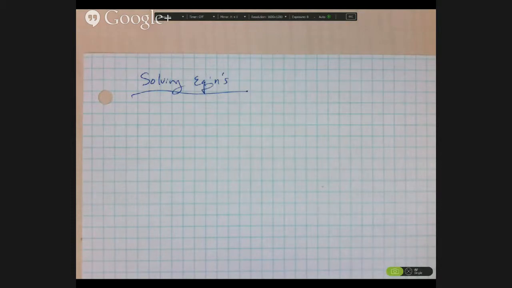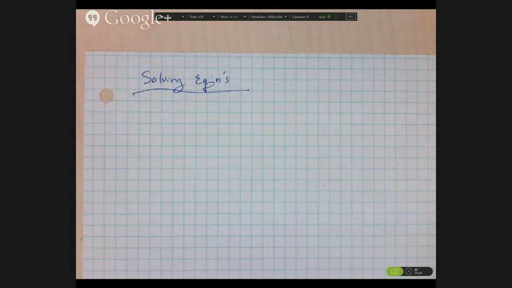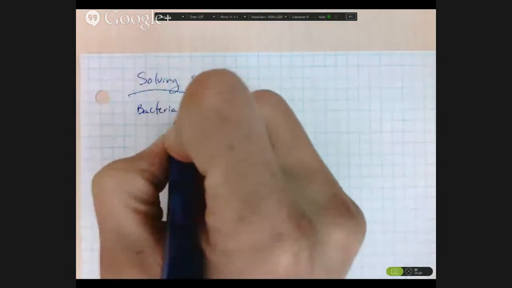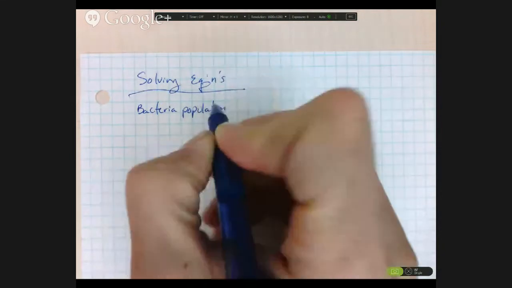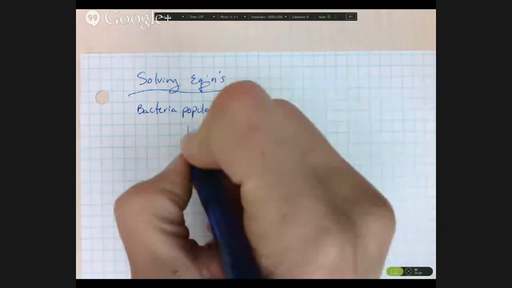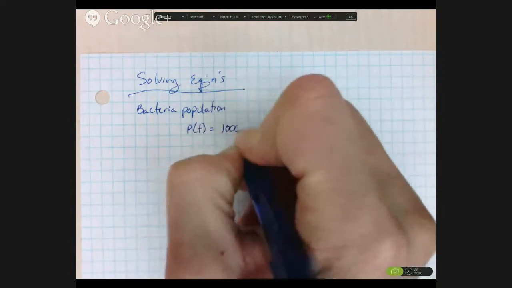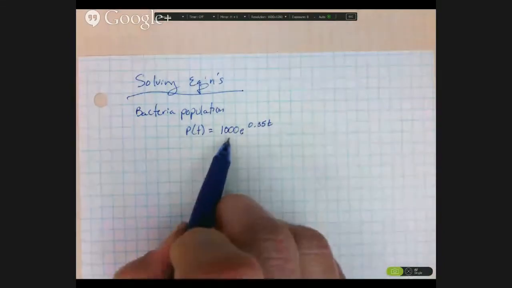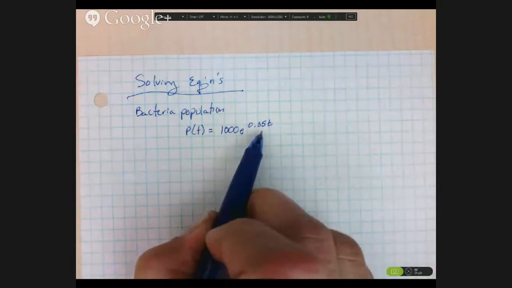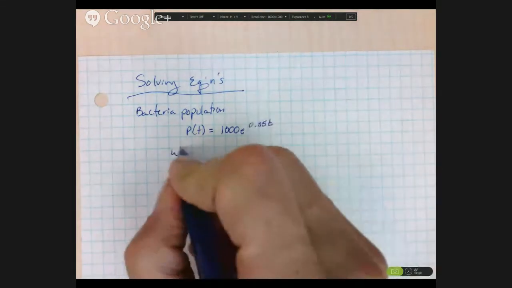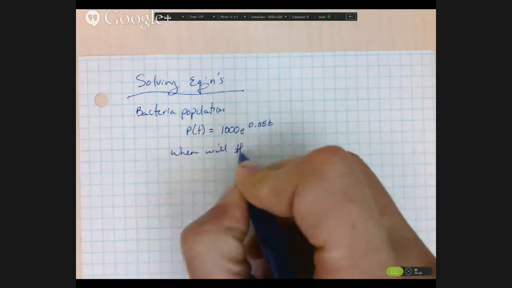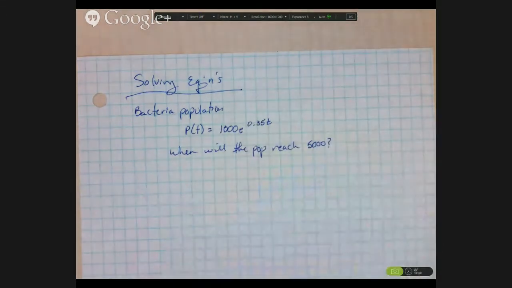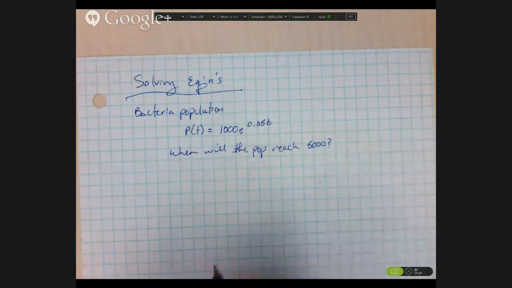The example in the book has a bacteria population. Its size P of t equals 1000 e to the 0.35 t. So we start at 1000. It's growing at 35% per hour. That's pretty good. When will the population reach 5,000? Okay. We need to solve this equation.